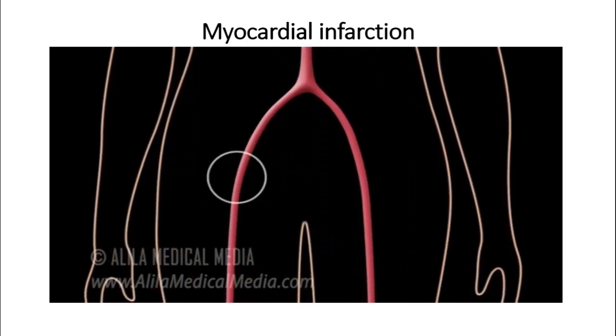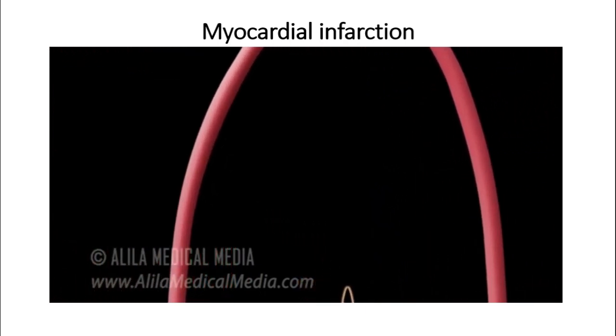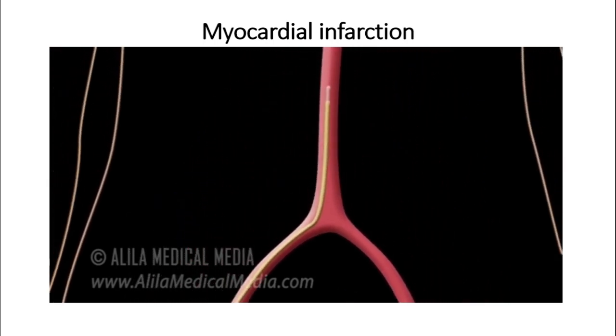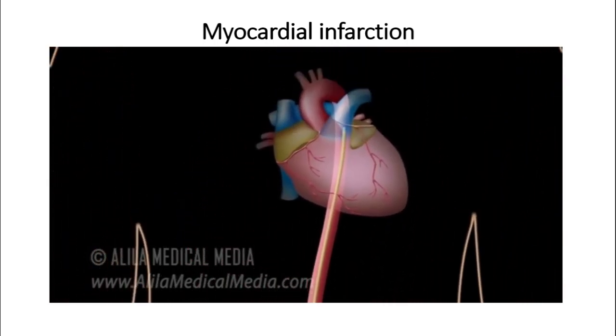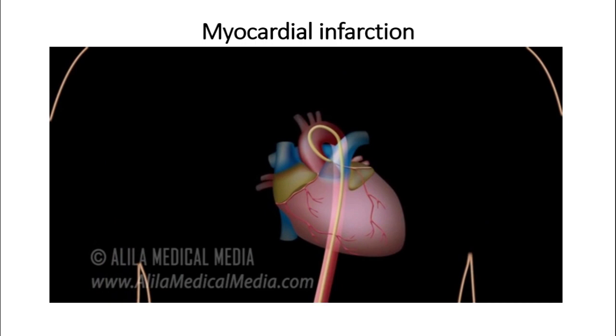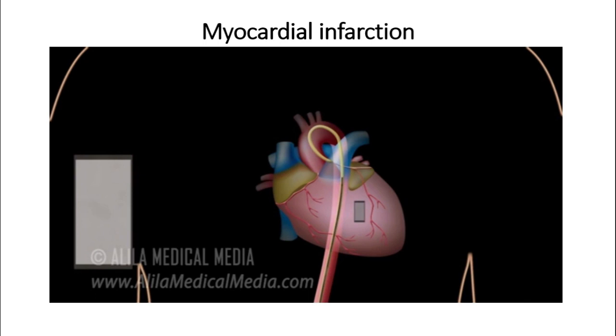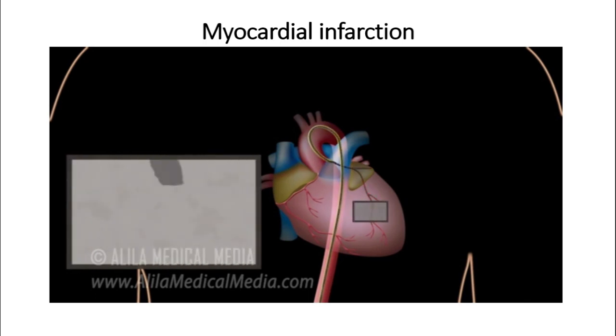A guiding catheter is inserted through the femoral artery at the groin and threaded all the way to the aorta. The tip of the catheter is placed at the beginning of the coronary artery to be investigated. A radio-opaque dye is injected through the catheter into the coronary artery. This enables real-time visualization of the artery using X-ray imaging. A narrowed part of an artery would appear as a bottleneck on an X-ray image.